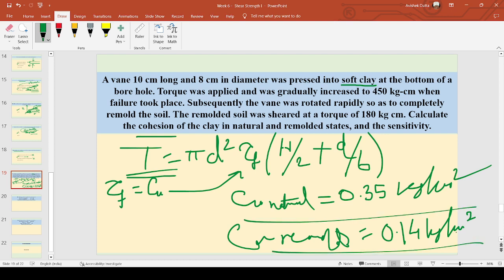Now the value of sensitivity is cohesion in the natural state divided by cohesion in the remolded state, or shear strength in the natural state divided by shear strength in the remolded state, whatever. This is just the ratio of the natural condition to the remolded condition. That is 0.35 divided by 0.14, and we get the value of 2.5.